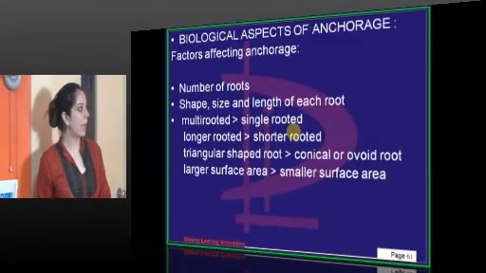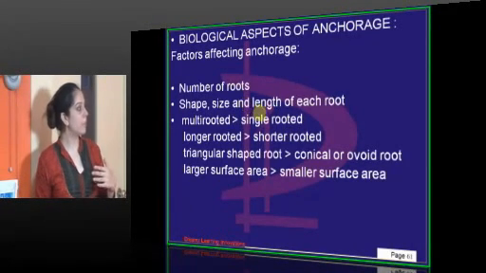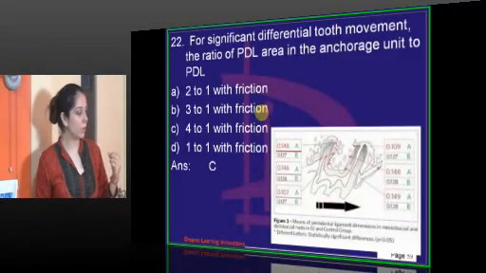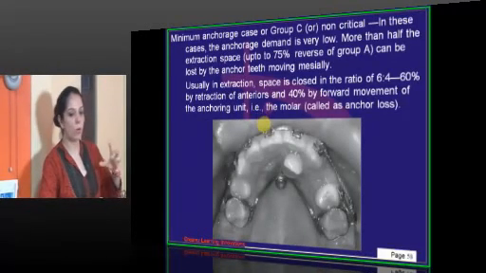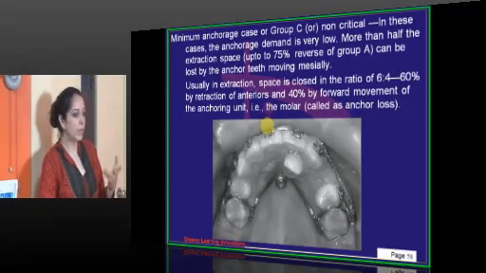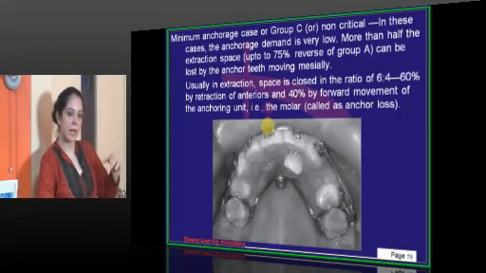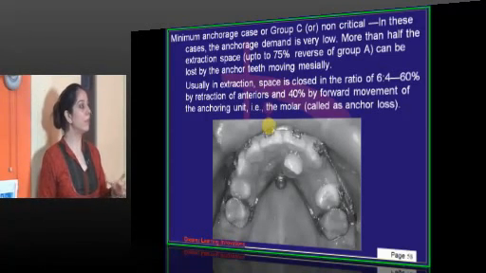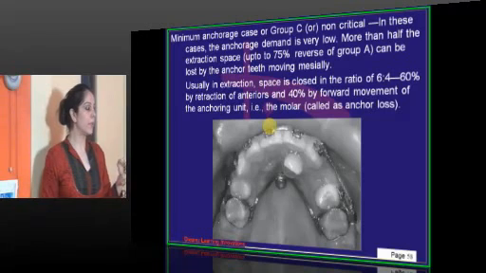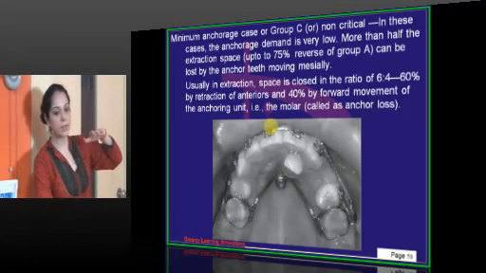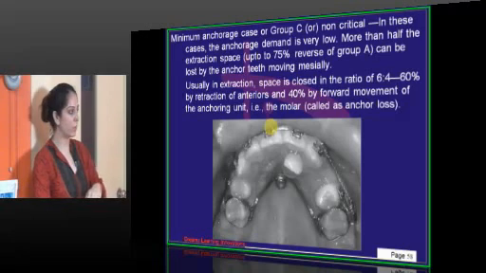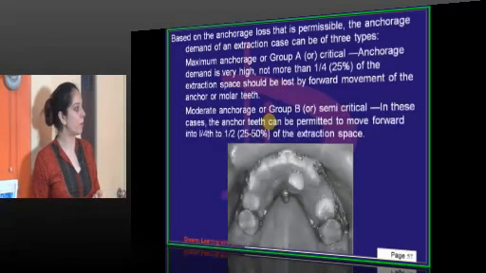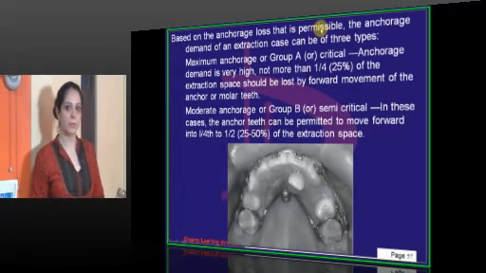So this is all about anchorage. The most important thing here is group A, group B, group C. What is group A, group B, group C, and what is the amount of movement of the anchor unit in each of them, and the classification in terms of which is the greatest anchor unit and which is the least desirable anchor unit. Those are the ones that are more important. Next time.